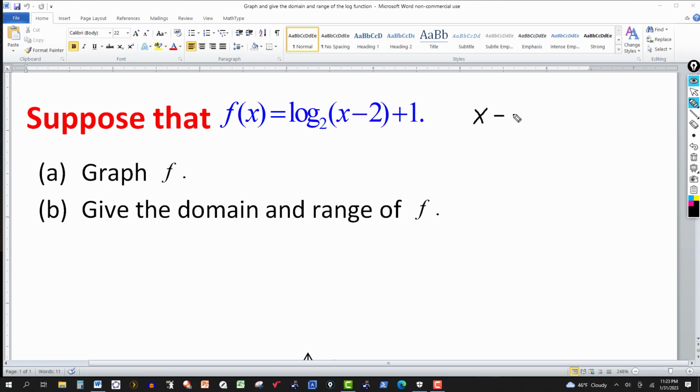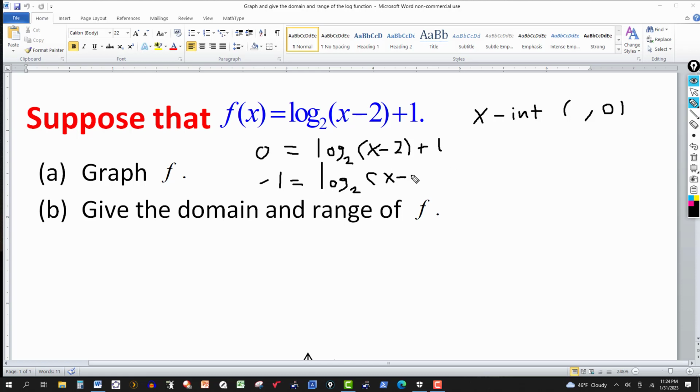So we want the x-intercept, and the x-intercept is obtained when the y is 0. In this case it's f of x, so let's let f equal 0. And then we have log base 2 of x minus 2, plus 1. So we're letting y be 0. Whatever we get for x will give us the intercept. So let's bring this 1 over, adding negative 1 to both sides. So this will be a negative 1 here, equal to log base 2 of x minus 2. And then we rewrite this as an exponential.